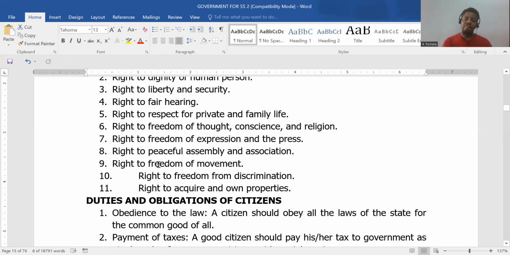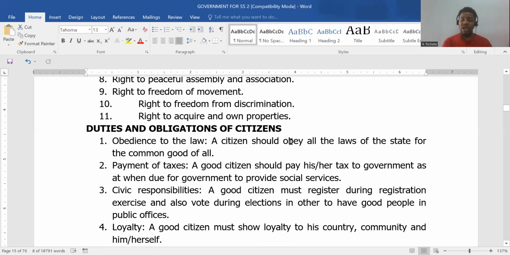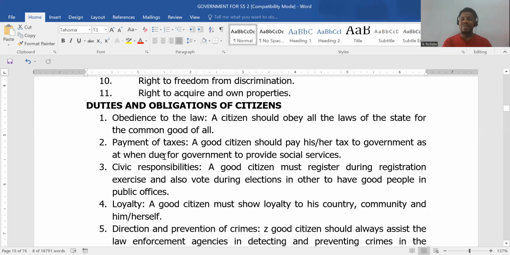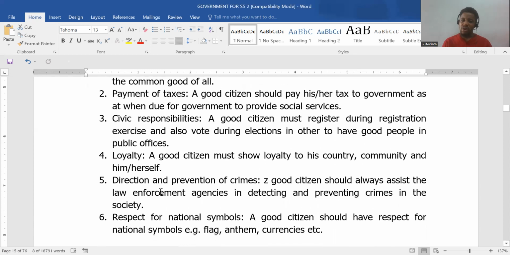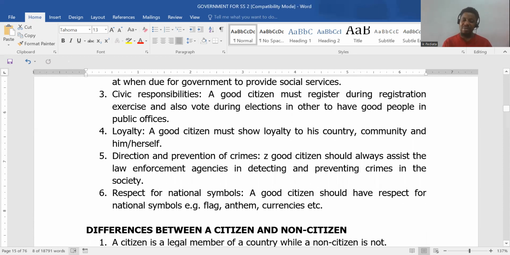Don't forget them. So what are the duties and obligations of citizens? When the state guarantees and protects your rights, you owe the state some duties and obligations. For example, you have to obey the law. That's one. You have to pay taxes. When you work, you pay your taxes. You have to perform some civic responsibilities like voting during election, or becoming part and parcel of, or fighting for political offices. You have to show loyalty to your nation. You have to aid the security agencies to prevent crime, and also respect national symbols like your national flag, your currency, your passport, and whatsoever.